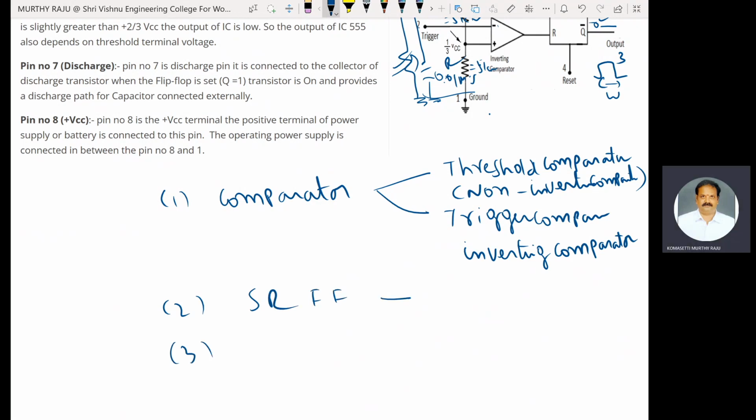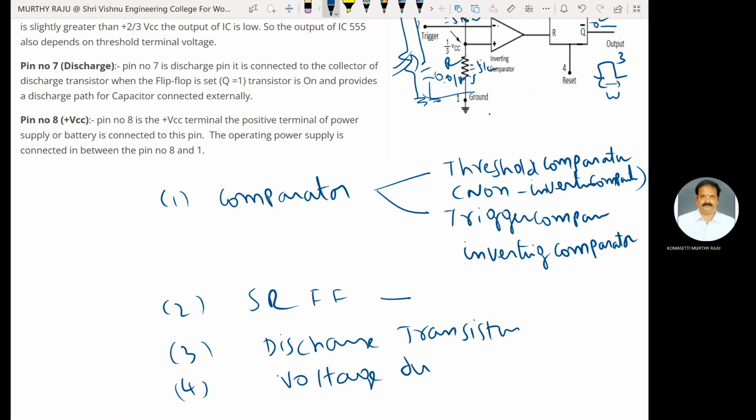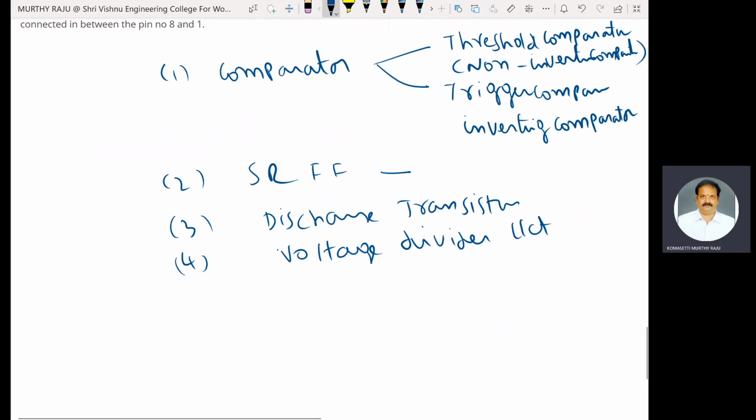Third one is the control element, which controls the operation of the 555 timer IC, the discharge transistor. Fourth one is the voltage divider circuit. Totally 8 pins are there for the 555 timer IC. With this, the explanation of the pin descriptions and the internal components is completed.